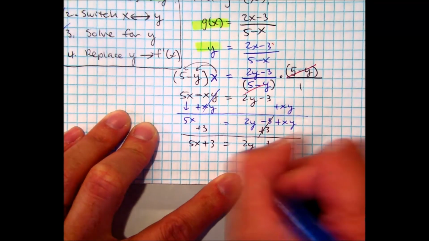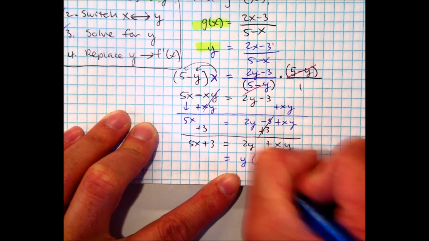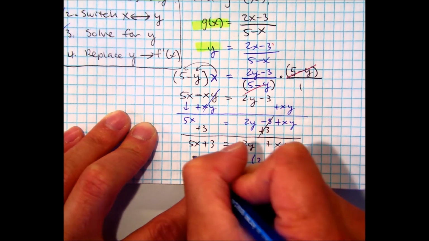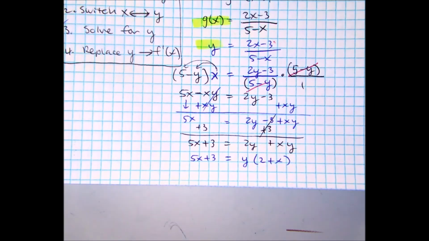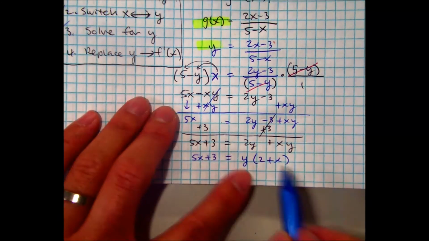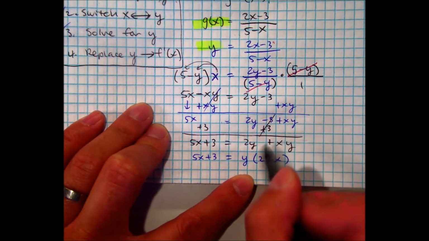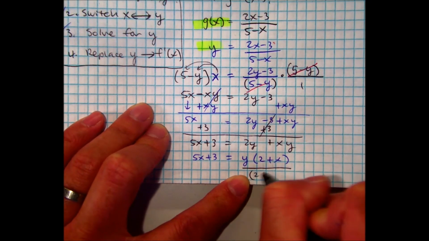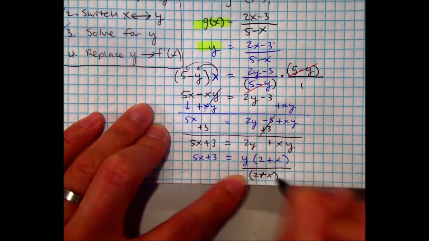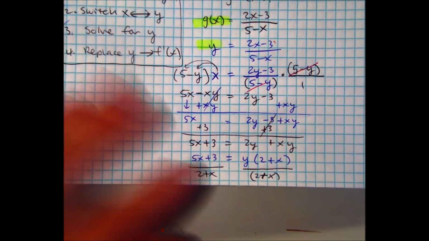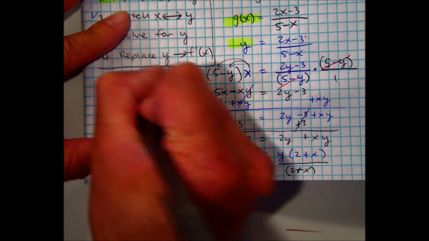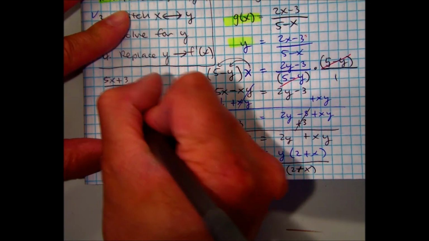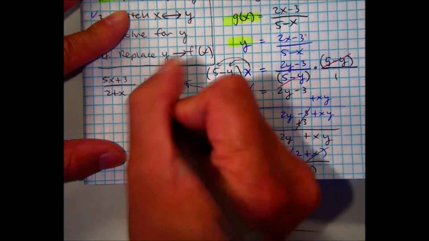To get these y's together, I'm going to factor out the y. So I'm left with y times 2 plus x equals 5x plus 3. And to get rid of the 2 plus x, I'm going to divide both sides by 2 plus x. It's a plus. And then I'm going to be left with 5x plus 3 over 2 plus x equals y.